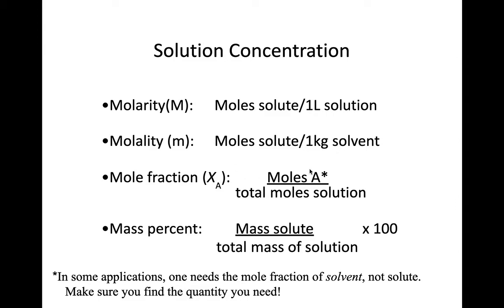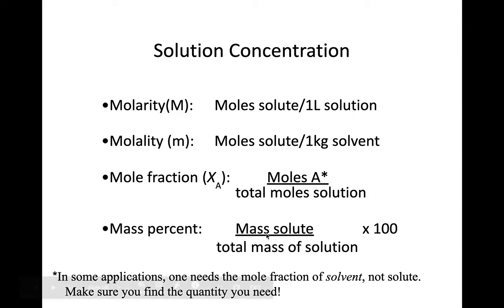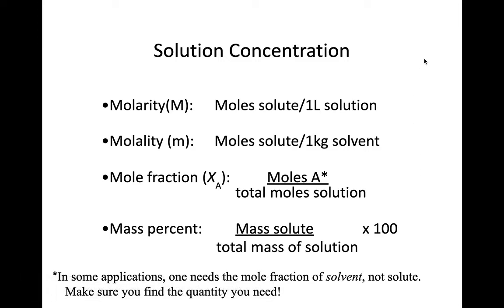Mole fraction was moles of a certain substance over the total moles present. Mass percent would be the mass of the piece we care about over the total mass of the solution. Volume percent would be the same, volume of the piece we care about over the total volume. A quick note that sometimes you're asked for the mass percent of the solvent. So instead of taking the mass of the solute on top, it'd be the piece you care about, so the mass of the solvent.